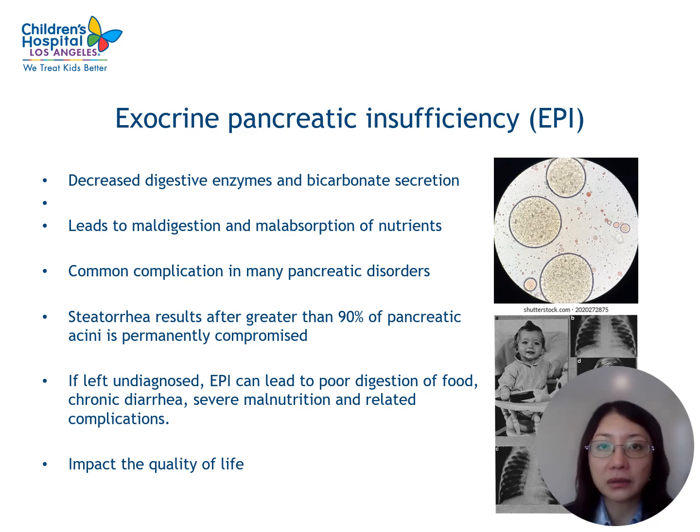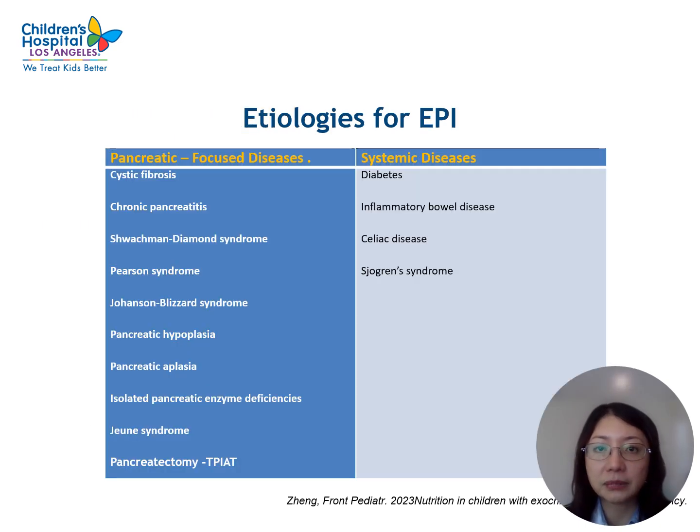Many pancreatic disorders can result in EPI eventually. If the pancreatic parenchyma is compromised more than 90%, then the patient can present with steatorrhea. So we know steatorrhea is a late sign of EPI. If left undiagnosed and untreated, EPI can lead to poor digestion of food, chronic diarrhea, severe malnutrition and related complications. And it can affect the quality of life of patients.